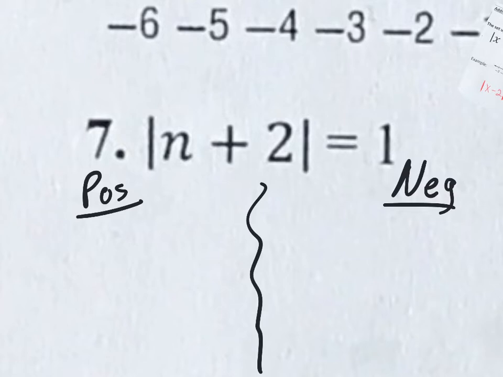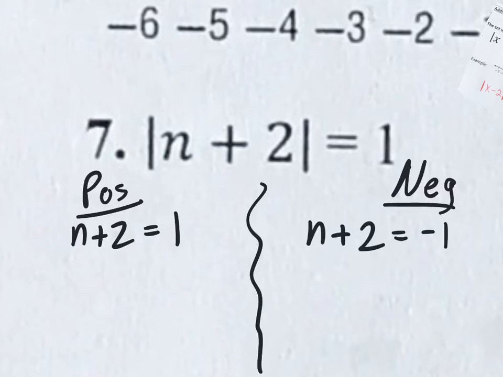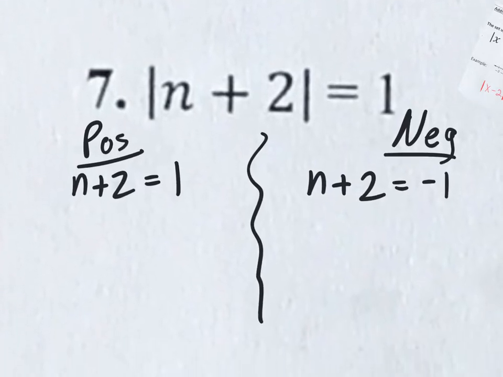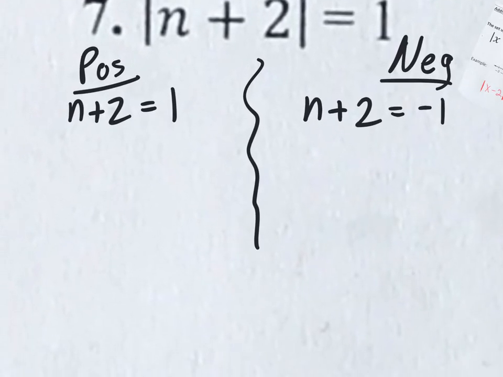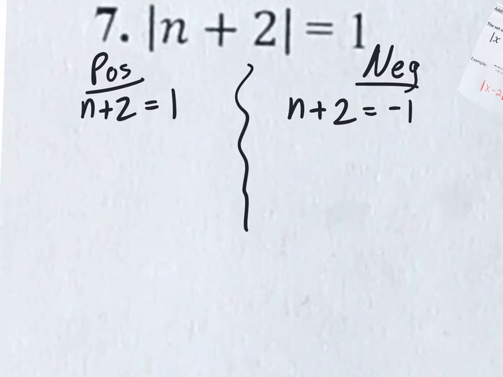So for the positive situation, it would be what? That's right, n plus 2 equals 1. And for the negative situation? N plus 2 equals -1. I know you're probably thinking, that's it? This is so easy. It is. And we should all improve our grades with this coming Friday's quiz.